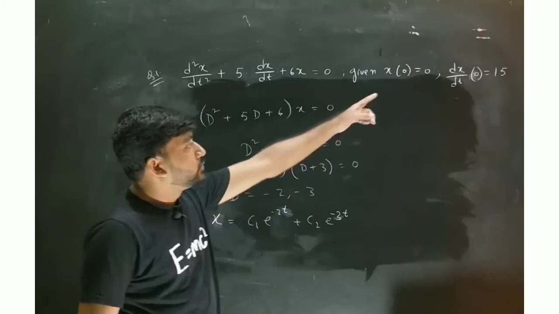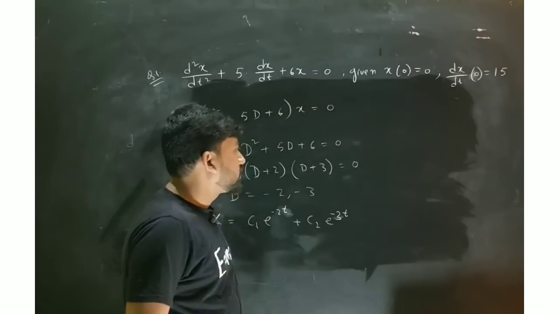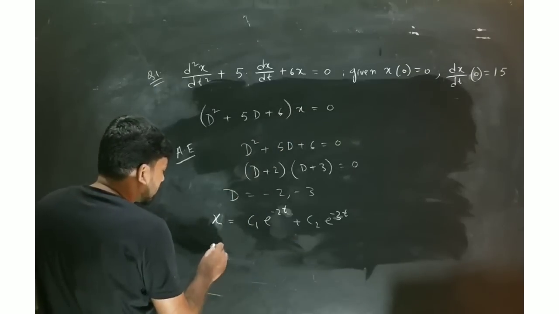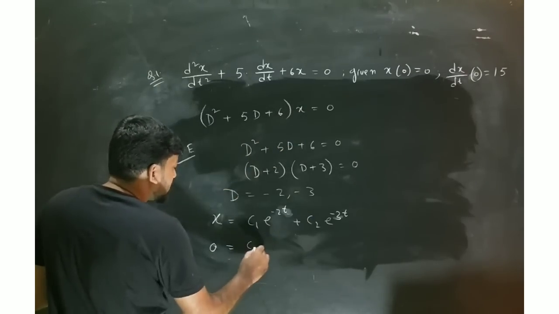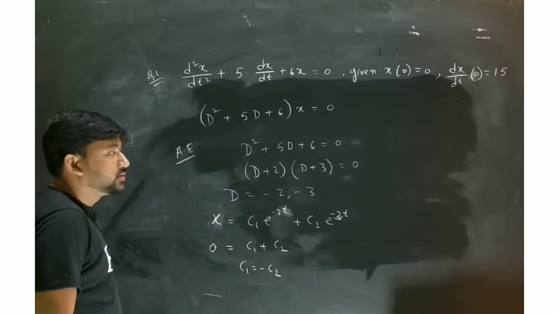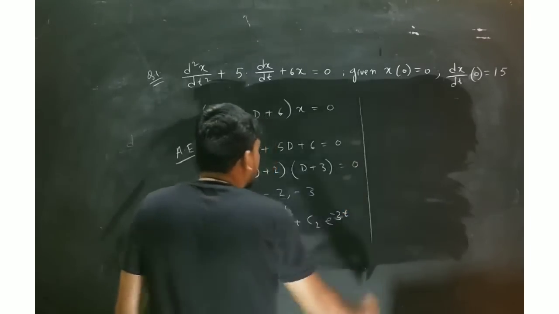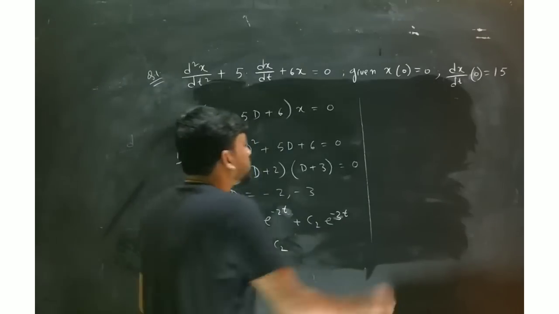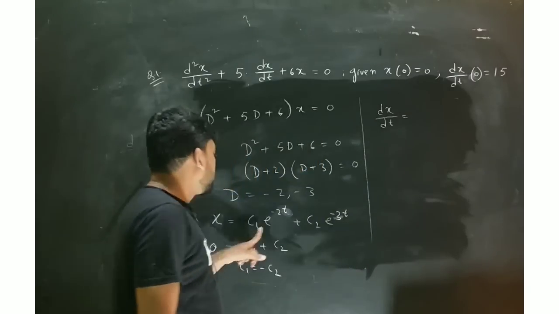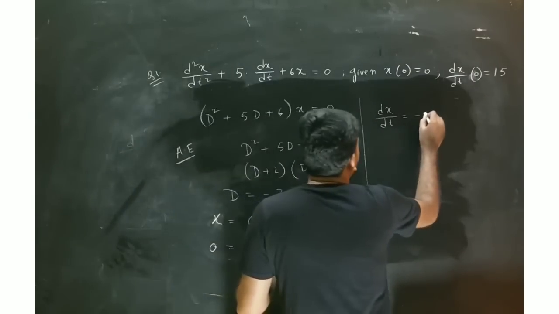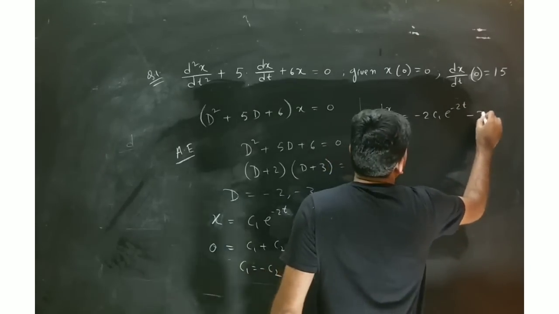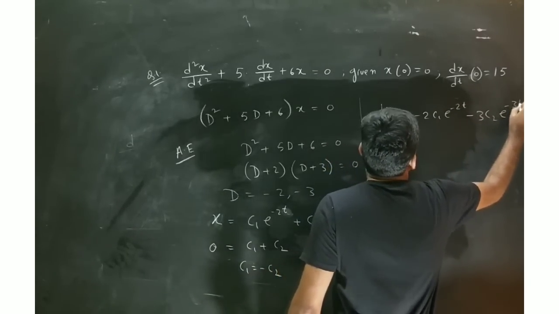Now we have two boundary conditions and we have two constants, so you can easily find the constants also. If you put x = 0 at t = 0, then we have c1 + c2 = 0, so c1 = -c2. This is one. Now if you take the differentiation of this, you have dx/dt = -2c1 e^(-2t) - 3c2 e^(-3t).